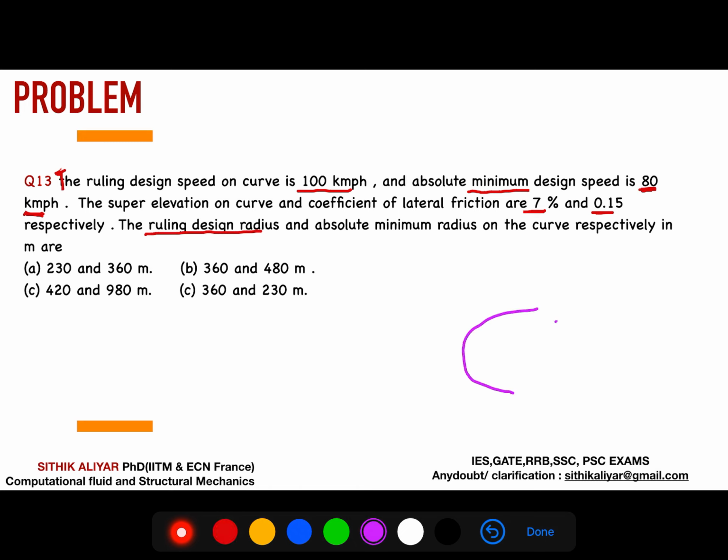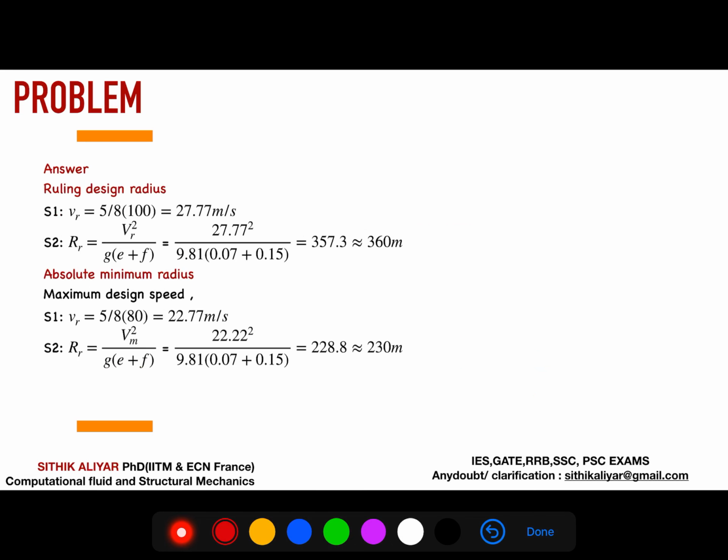Consider there is a horizontal curve. In the curve, they have to maintain 100 km per hour as the design speed, with super elevation 0.07 and friction 0.15. To have all these things, they are asking a very basic question: what should be the radius I should maintain? And for 80 also they are asking: for 100, what radius should I maintain, and for 80, what should be the minimum radius I should maintain. So coming to your answers, you can see the ruling design radius.